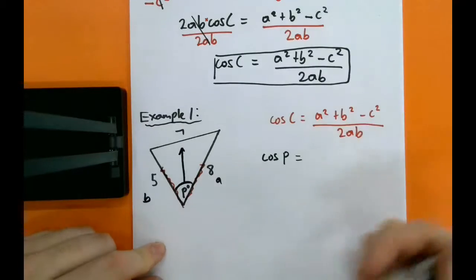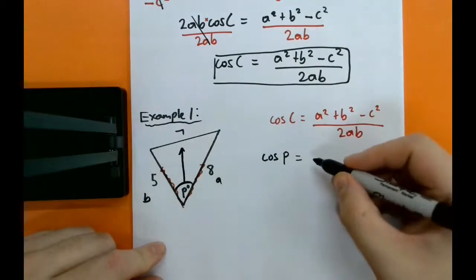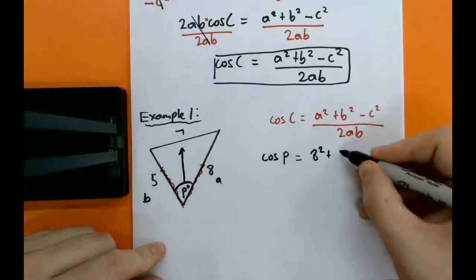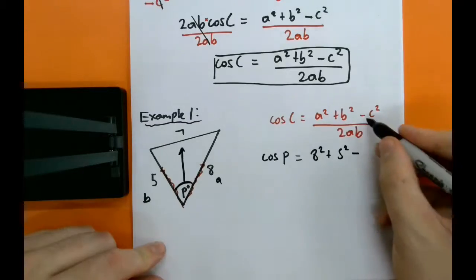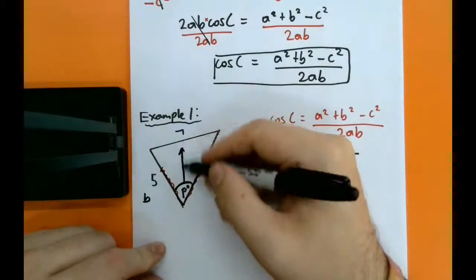And either side of my angle, that is my A and my B. So let's substitute that in, okay? So it's going to be 8 squared plus 5 squared. Now you'll notice we must be careful with the side that we subtract off. And the side that we subtract off is the side that I drew the arrow to.